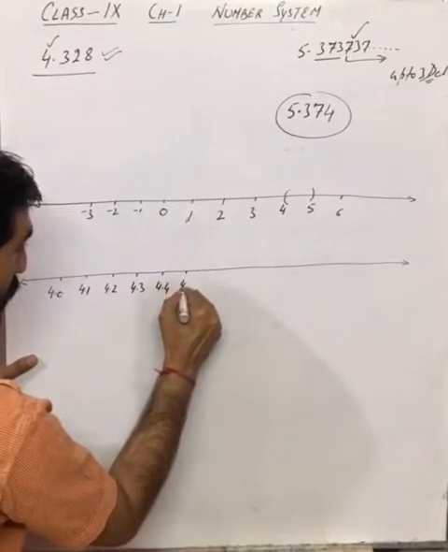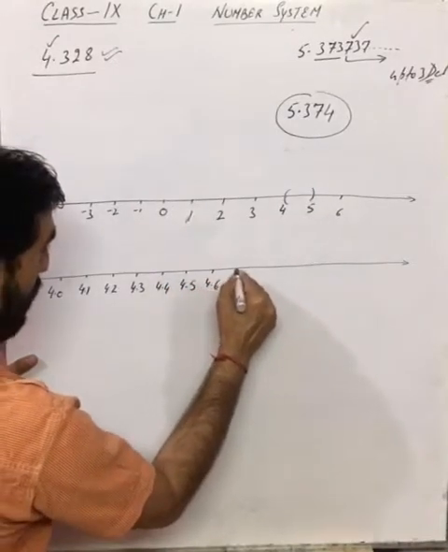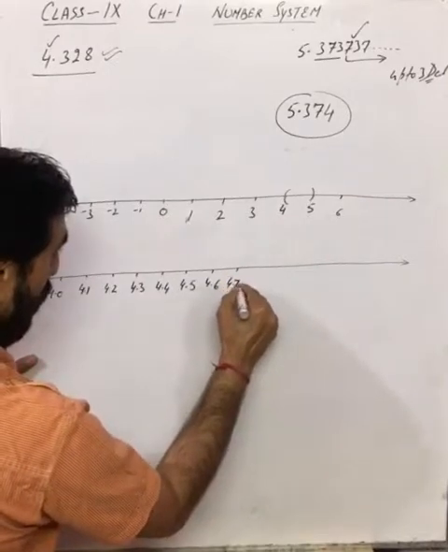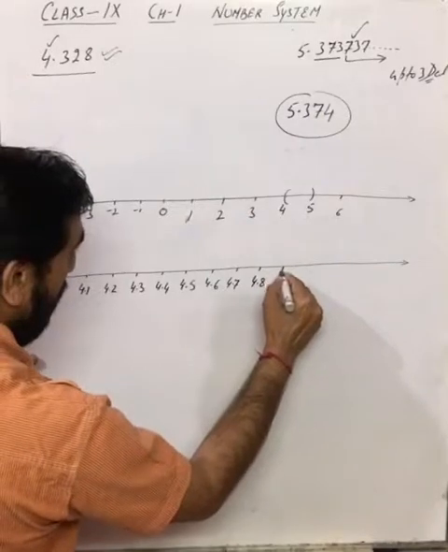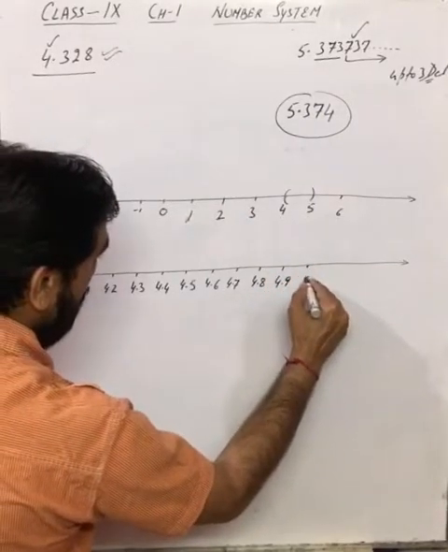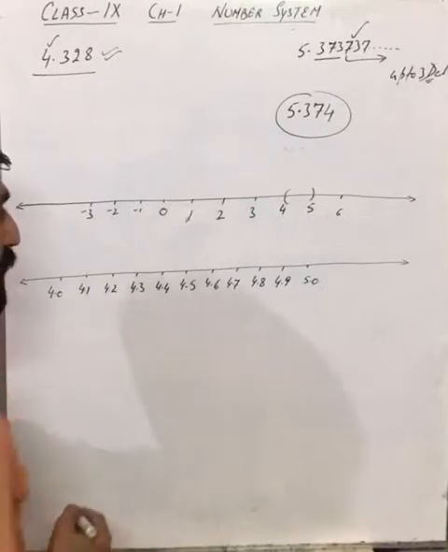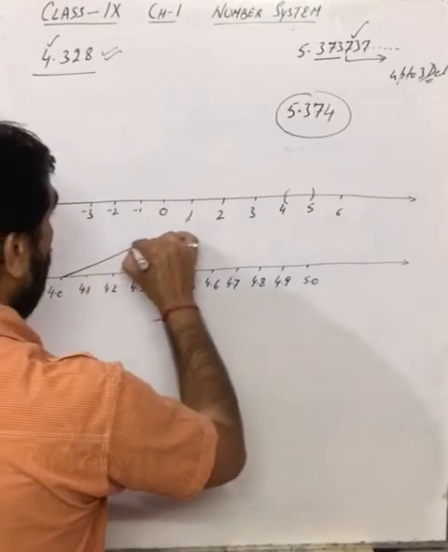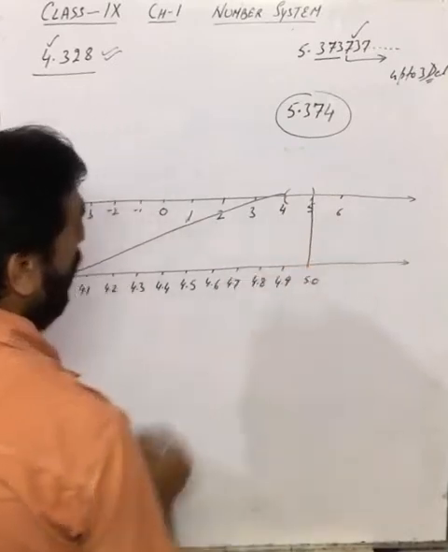4.4, 4.5, 4.6, 4.7, 4.8, 4.9, and the last is 5.0. I hope students aapko samajh aa gaya how I marked this number line. It is starting from 4 and ending with 5.0.